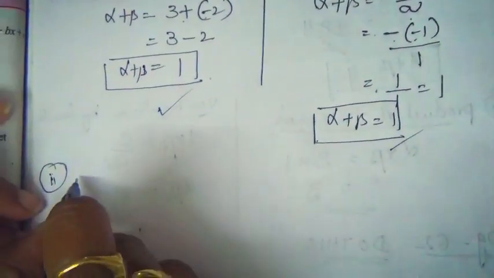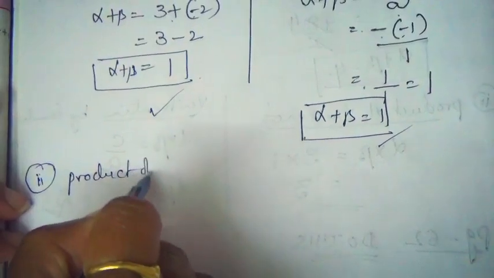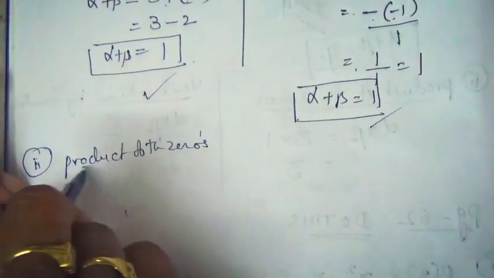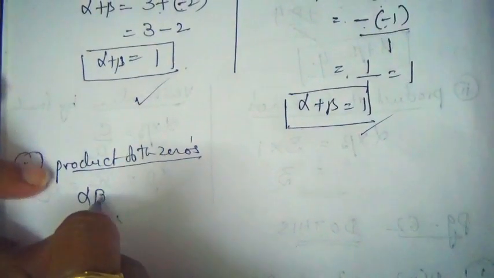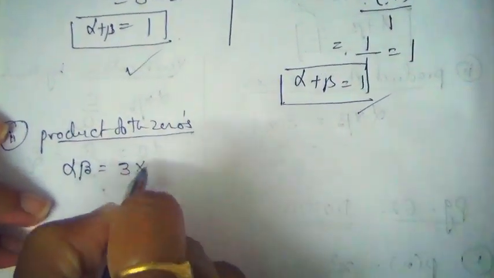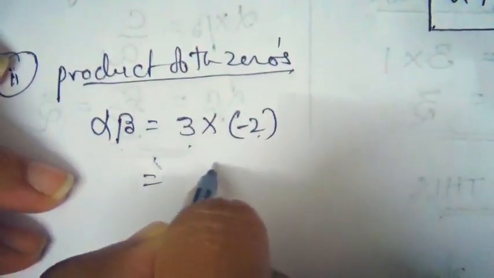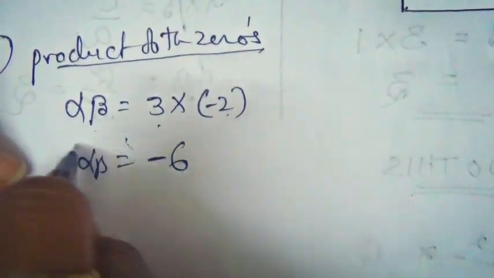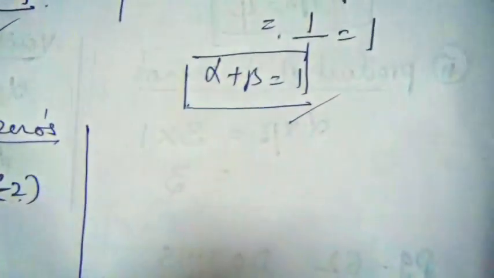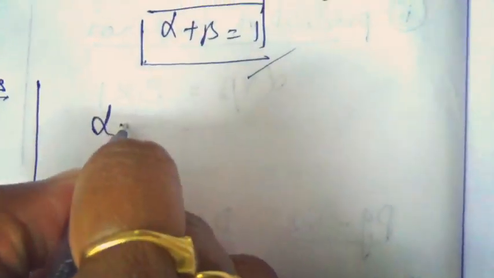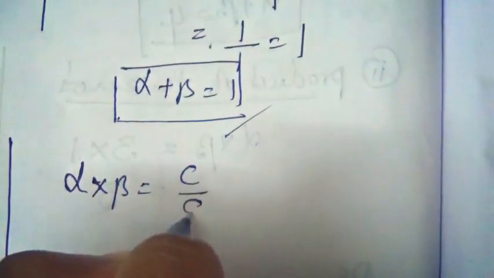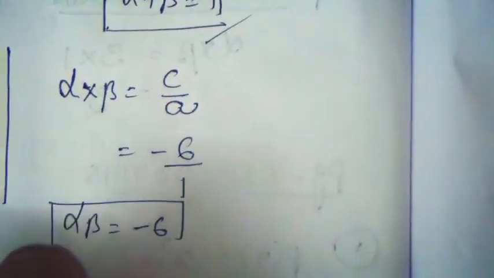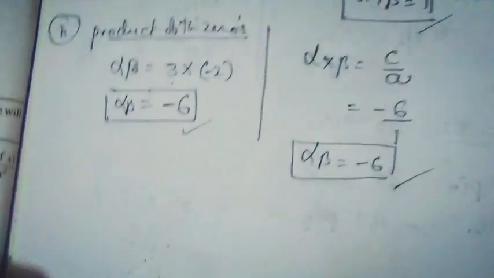What is the second relationship? That is the product of the zeros. Alpha into beta is equal to 3 into minus 2. 3 twos are 6, minus 6. Alpha beta is equal to minus 6. By verification, by the formula, alpha into beta is equal to c by a. That is equal to, c means, see here, minus 6 by a, the value is 1. So alpha into beta is equal to minus 6. These two are equal when you compare with the formula.